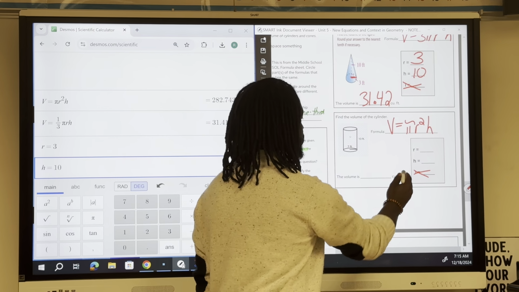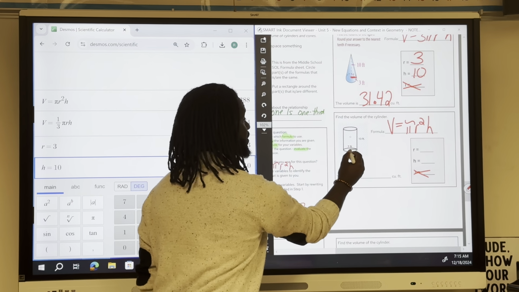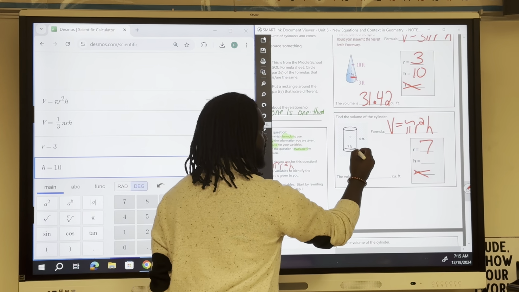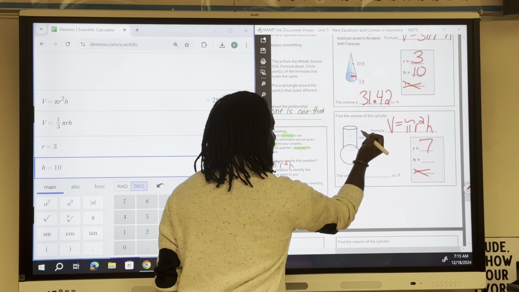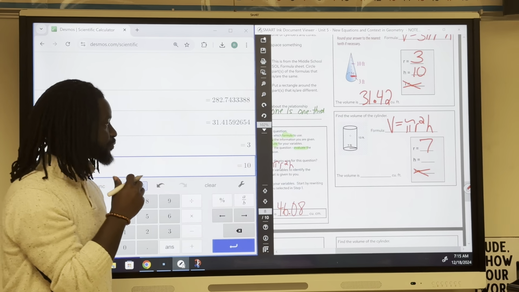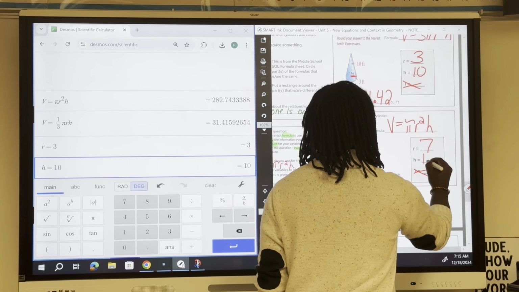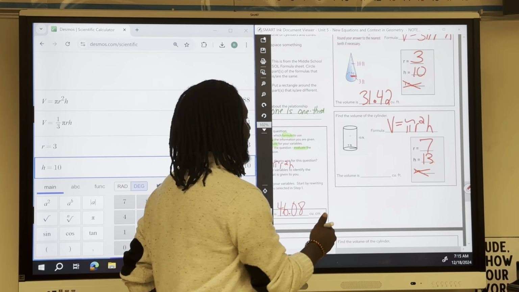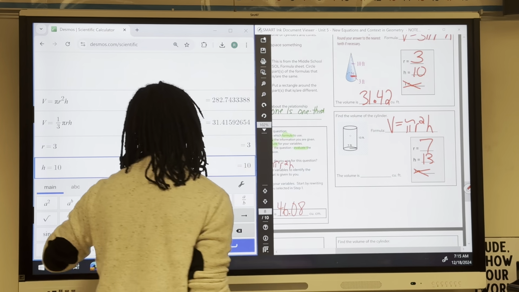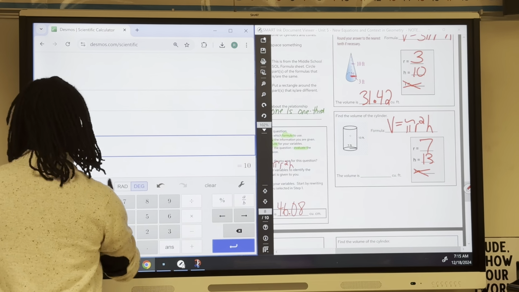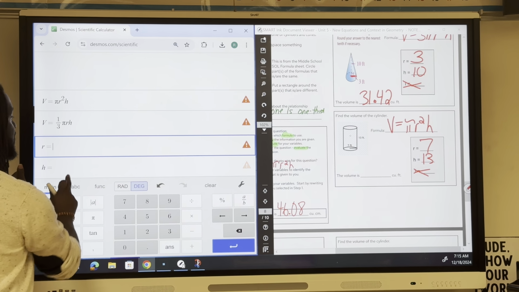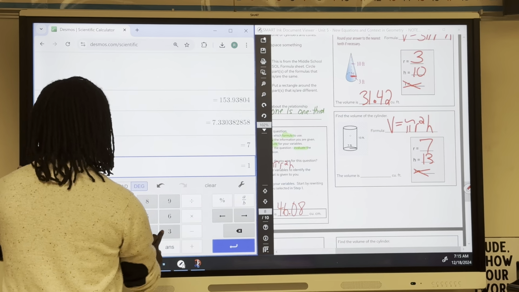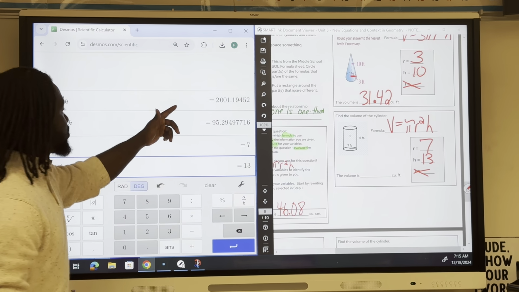Okay, so the radius, again, is 7, all right, because radius goes from the outside to the middle, and it stops at the middle, okay? And then the height is 13. And I've identified all of what I need, okay? And so then I can solve it, all right? My radius is 7. My height is 13. I'm going to plug it in.